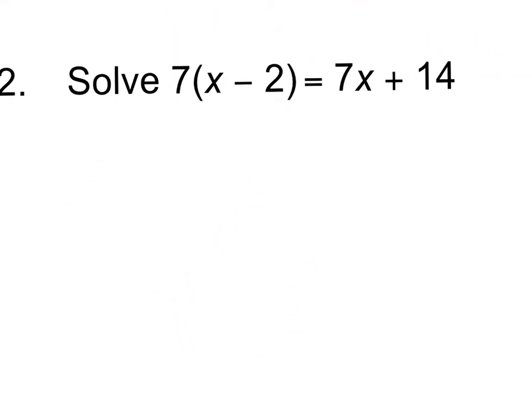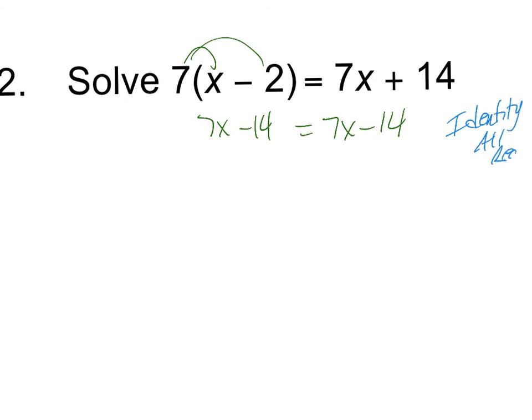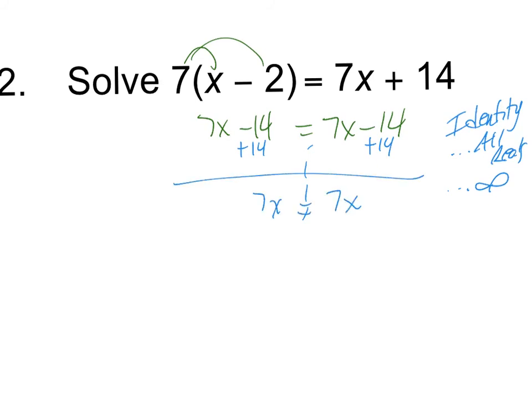Okay. Probably a couple of you can see the answer to this one already. Distribute, and you get 7x minus 14 is equal to 7x minus 14. It's equal to itself. That's called identity, or all reals, or infinite. Any of those would be correct. If you forgot and you were just in the process of solving and kept on going, you would get 7x is 7x, which is identity.